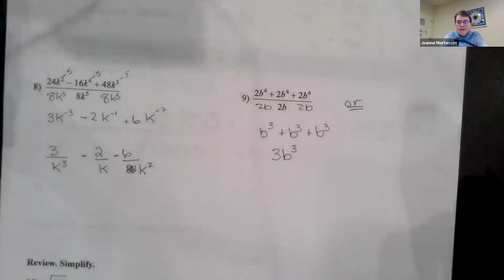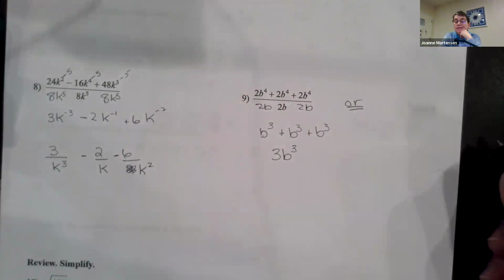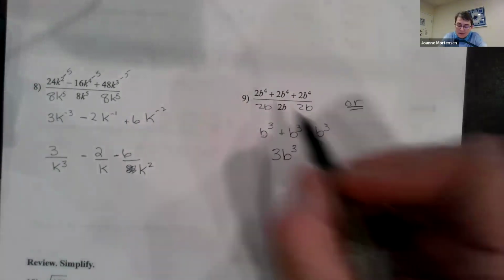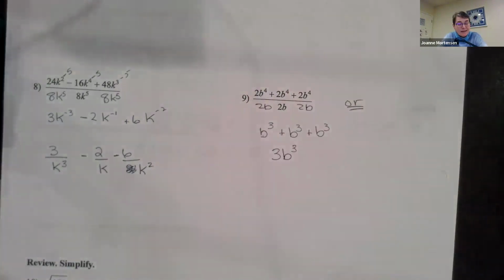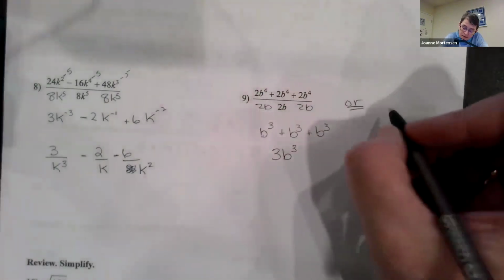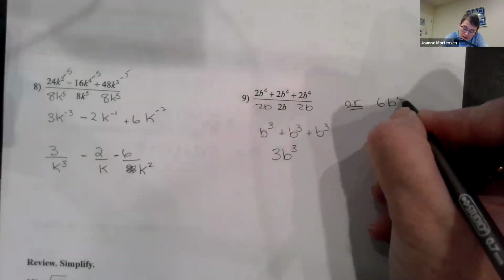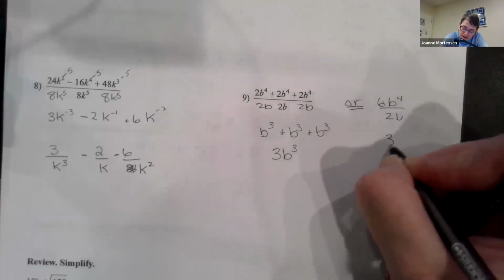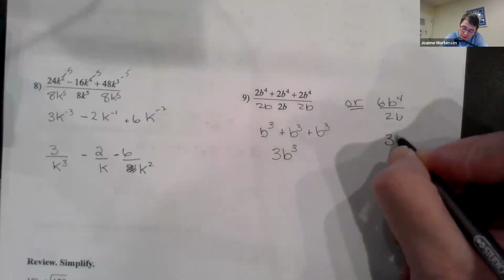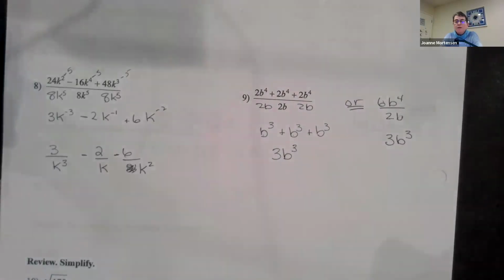Or if I did this mathematically correct and I was paying attention, and clearly I put this in the end to show you this, these are all like terms. So I can actually put them together in the first step. So 2 plus 2 plus 2 gives me 6b to the 4th divided by 2b. 6 divided by 2 is 3. b to the 4th divided by b is b cubed. And bada boom, bada bing, I was done faster.